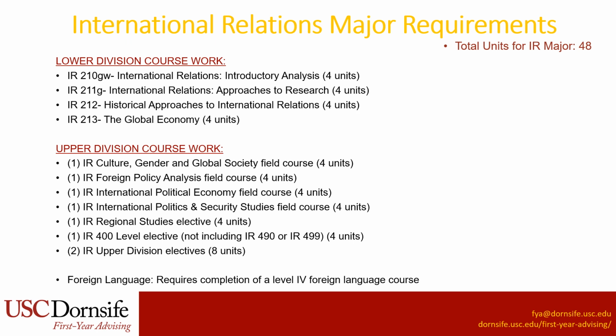So you will first take your lower division coursework, and these 4 courses are completed ideally by the end of your freshman year. So in the fall semester, you will typically take 2 of the classes, and then you'll finish up with the other 2 in the spring semester. Once you complete the lower divisions, you will then move on to your upper division coursework, and there are a lot of different areas of international relations that are covered, so you'll get a wide array of knowledge in various aspects of the international relations field. And the international relations major does also require you to complete through level 4 proficiency of a foreign language.